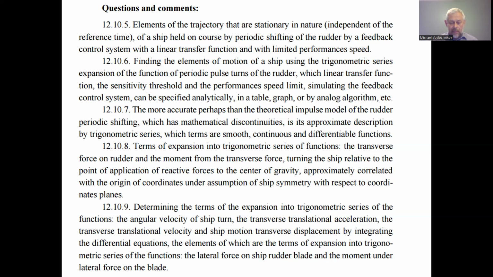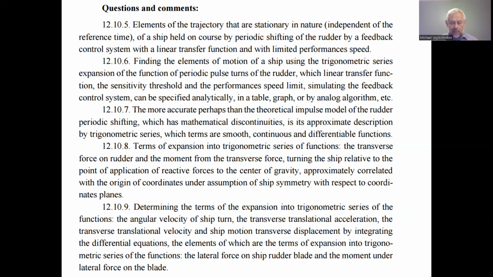And this dependence of the transverse force on time is due to the dependence of the angle of the rudder turn on time. So if we have the expansion of the pattern of the rudder turn on time into the Fourier series, we can substitute that into the formula for the transverse force with the coefficient of the lifting force arising on the rudder. We can find the expansion of the transverse force.